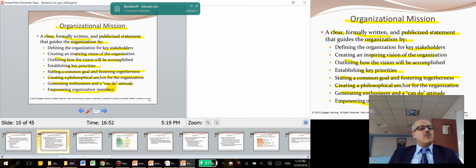So they want this to give people empowerment about where they go. You see, that's how it empowers organization members. Give them direction, the sense of who they are. Give them a philosophy that everyone can go back to. Do you guys agree to this? Okay.